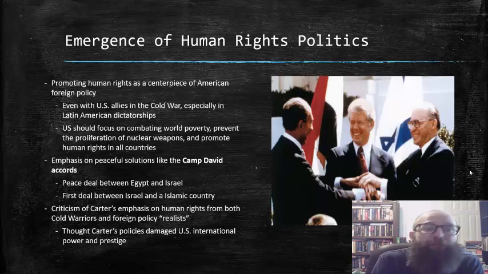He said that the U.S. should focus on combating world poverty, preventing the proliferation of nuclear weapons, and promoting human rights in all countries. And he placed an emphasis on peaceful solutions like the Camp David Accords, probably the most significant foreign policy accomplishment of the Carter administration. And this was a peace deal between Egypt and Israel. And this was the first deal between Israel and any Islamic country, and was a major accomplishment in Middle Eastern relations in this period.